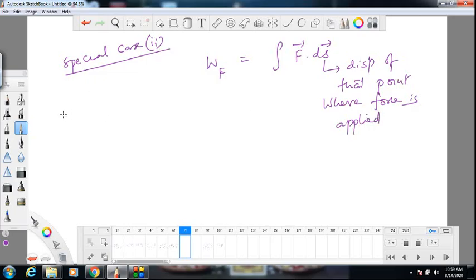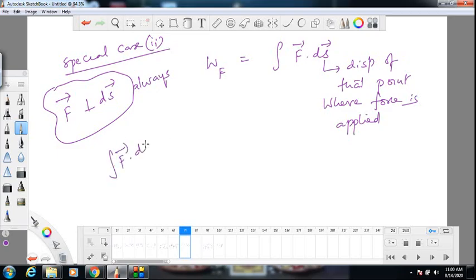Now special case 2 is where F is perpendicular to ds always, not at one moment. Always. That means the force is perpendicular to the infinitesimal displacement at every moment. Then what happens? Integral F dot ds becomes integral F ds cos 90, because the angle between them is 90. Cos 90 is 0. If you add those, the answer will be 0. So if force is perpendicular to infinitesimal displacement at every moment, then work done by such a force will be 0.